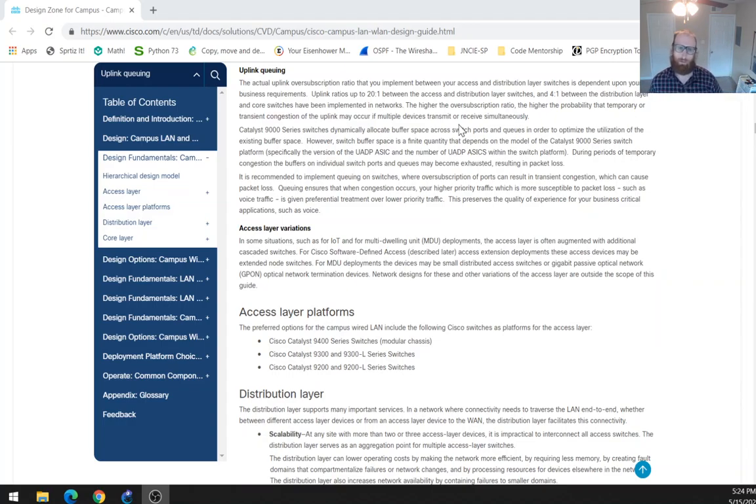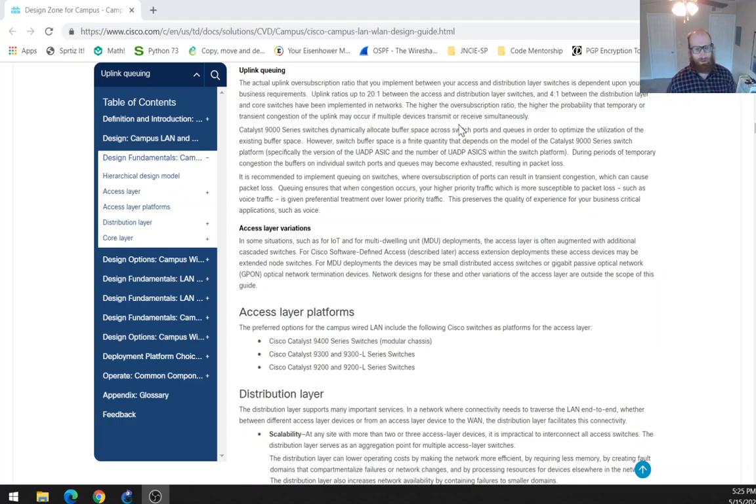It is recommended to implement queuing on switches, where oversubscription of ports can result in transient congestion, which can cause packet loss. Queuing ensures that when congestion occurs, your higher priority traffic, which is more susceptible to packet loss, such as voice traffic, is given preferential treatment over lower priority traffic. This preserves the quality of experience for your business critical applications, such as voice.